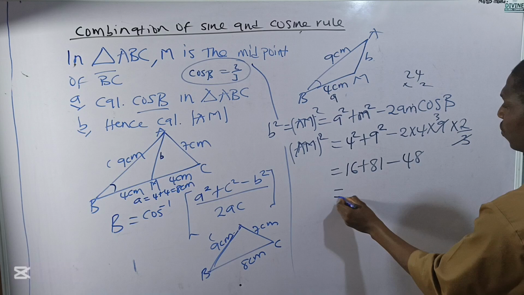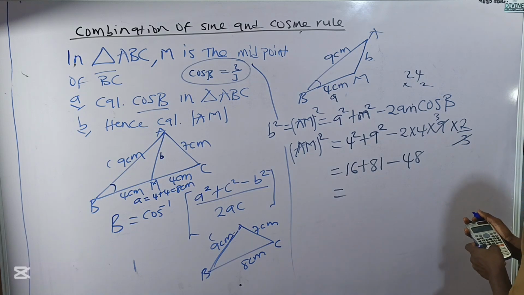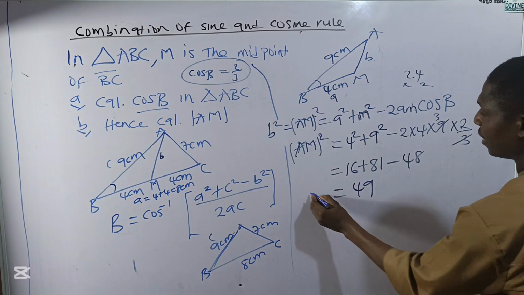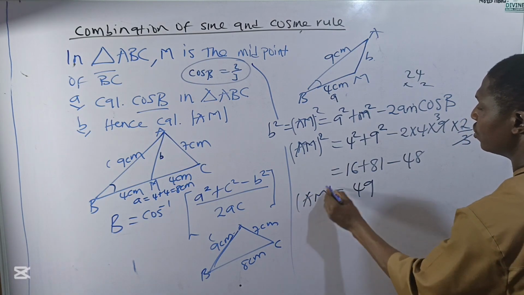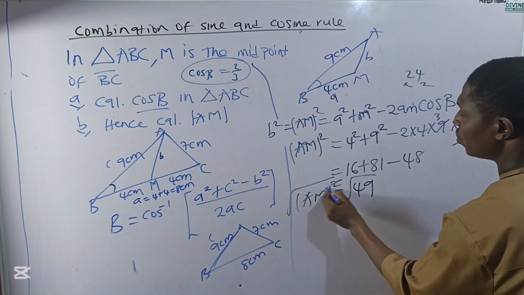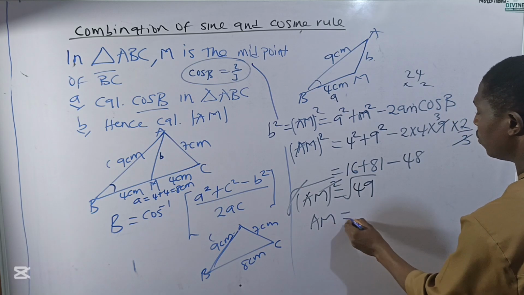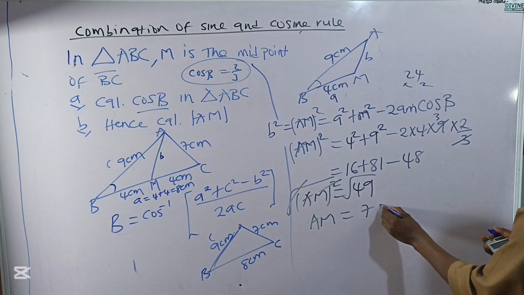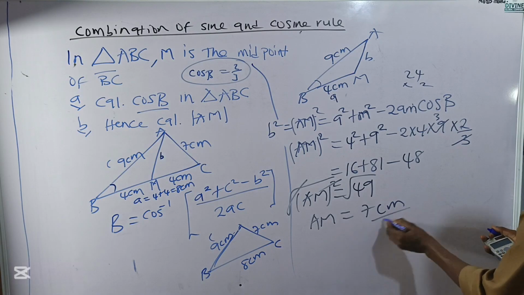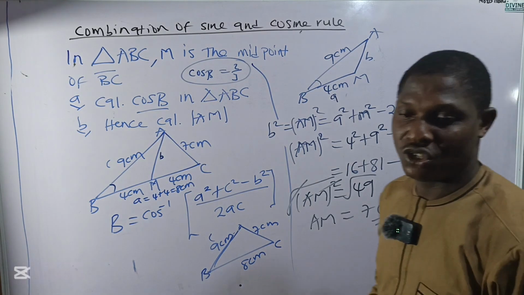So I have 16 plus 81 minus 48 will give me 49. So I have AM squared. If I take the square root, AM is equal to 7, with unit centimeter, as my answer. Thank you.